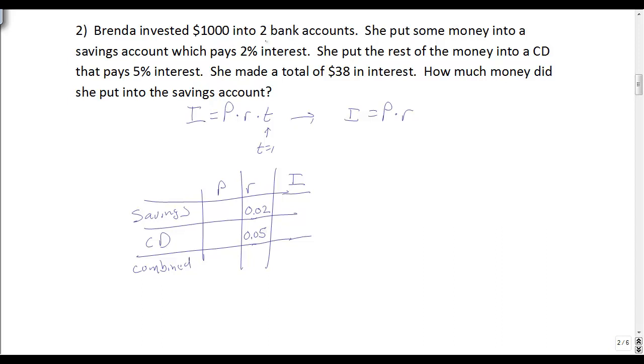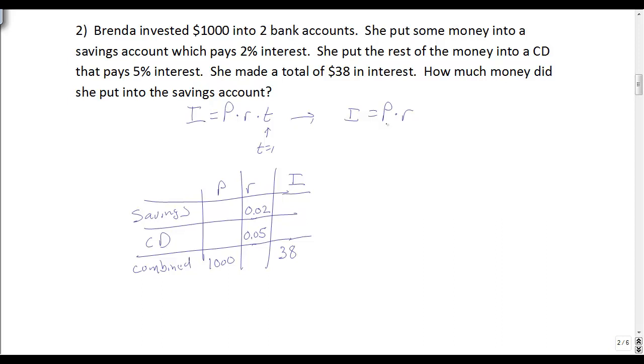She put 1,000 into the two accounts. So the principal, we don't know each one individually. We know combined is 1,000. And the total amount of interest earned, that's the I, that's 38. Okay, so we have a very similar looking chart to before, different numbers, different equation, but same multiplication rule.